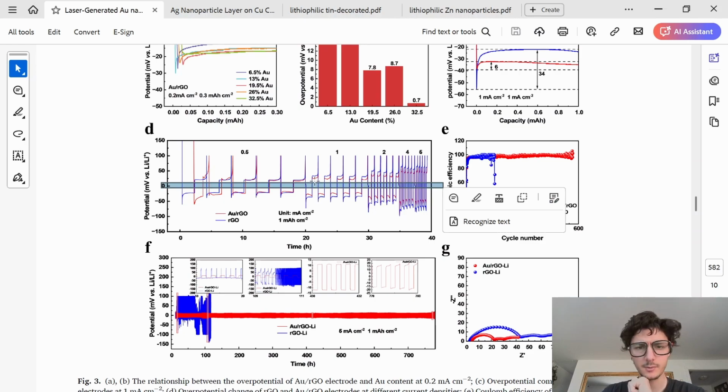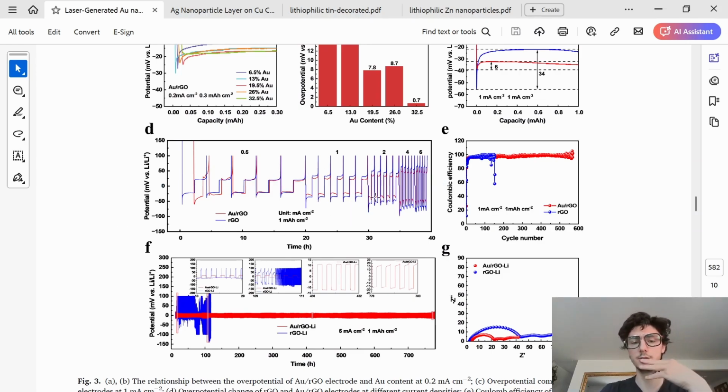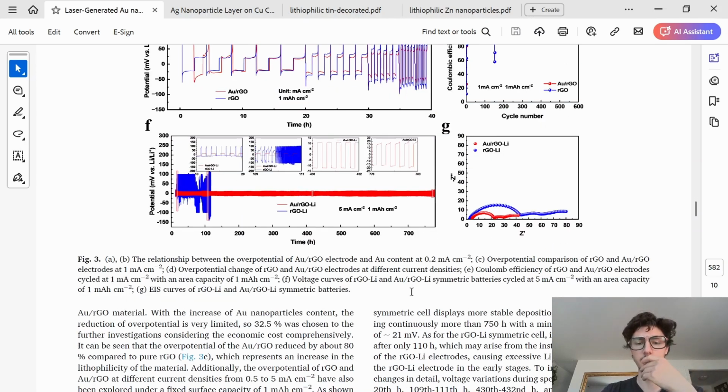So if you have this, we have over here at 1 milliamp per centimeter squared. The red function, which is the gold reduced graphene oxide, is a bit lower in potential, both on the positive potential and negative potential side. But the reduced graphene oxide is a bit higher. So I don't know if this is useful. I don't know what this is showing you, but it's cool that they included it here.